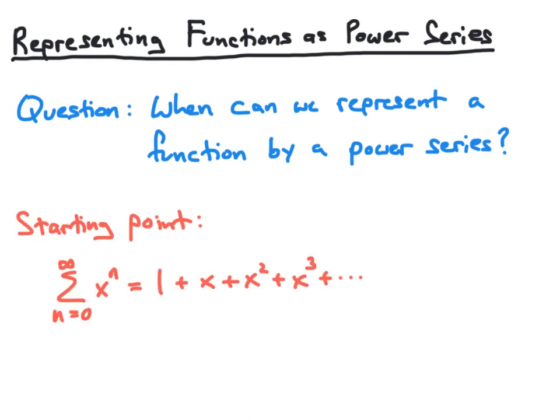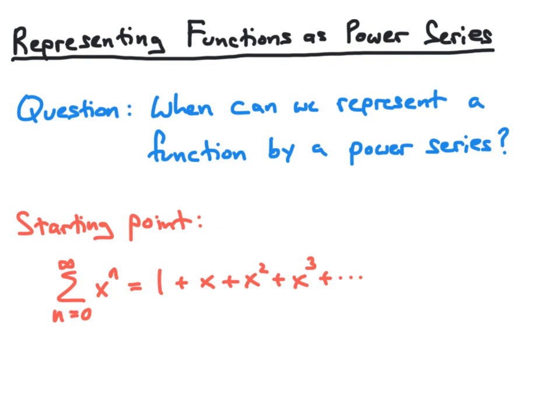To begin to answer this question, we start with a power series that we've seen before and analyzed in a different context, namely the series from n equals 0 to infinity of x to the n, which begins 1 plus x plus x squared plus x cubed, and so on. You hopefully recognize this power series as having the form of a geometric series. In particular, if we were to substitute some constant r in for x, then the resulting series would be a geometric series with ratio r.